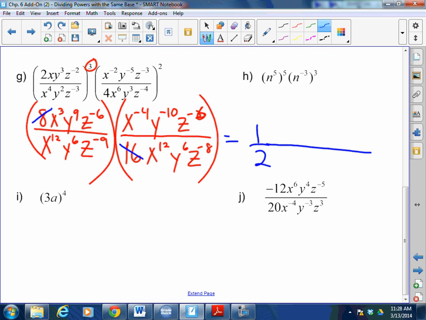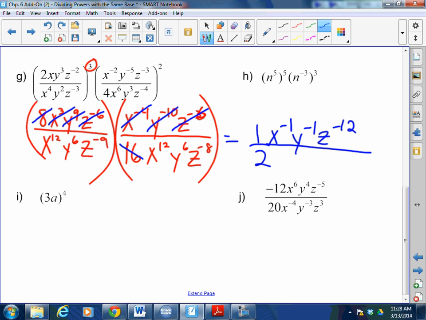You guys with me? Hello? Numerator times numerator, denominator times denominator, right? So what's x to the 3rd times x to the negative 4th? X to the negative 1. Y to the 9th times y to the negative 10th? It's y to the negative 1. Z to the negative 6 times z to the negative 6? Z to the negative 12. Signs are the same, I had to keep the sign.